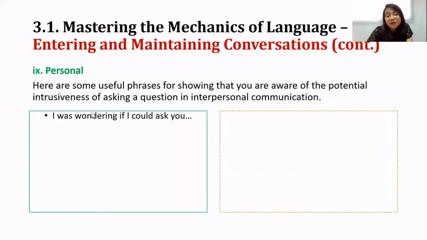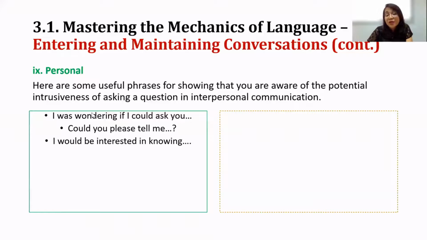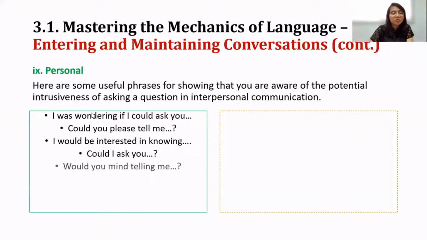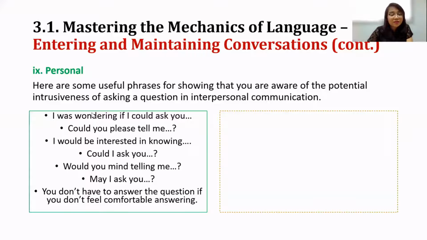I was wondering if I could ask you, could you please tell me about something? I would be interested in knowing blah, blah, blah. Insert the personal question. Could I ask you, insert the personal question? Would you mind telling me blah, blah, blah? May I ask you blah, blah, blah? You don't have to answer the question if you don't feel comfortable answering.